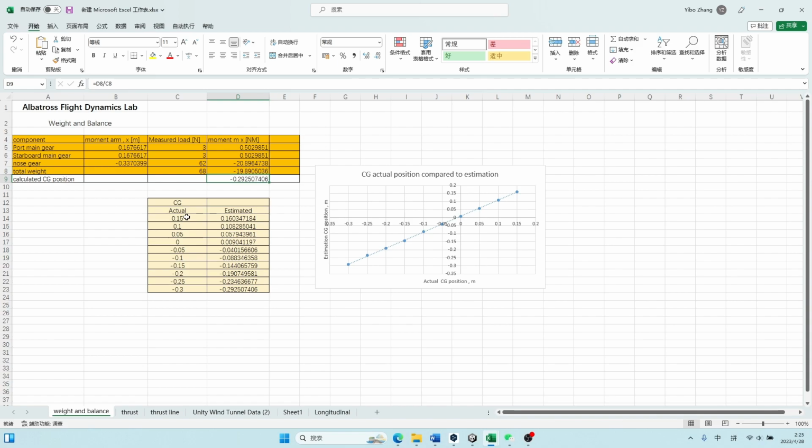Let's compare the estimated CG position with the actual CG position in one graph. The x-axis is the actual CG position, and the y-axis is the estimated CG position. In theory, x must equal y, but we can see there is a little bit of difference, but it's okay.